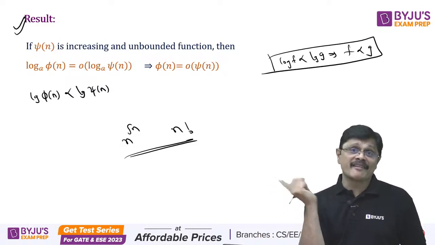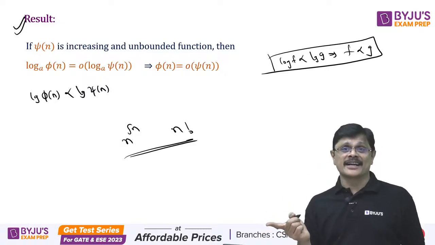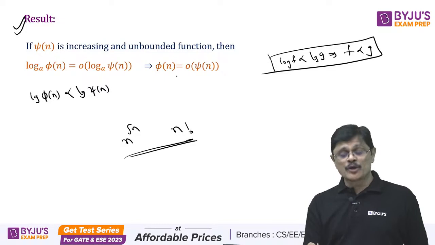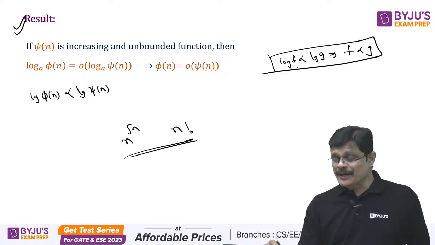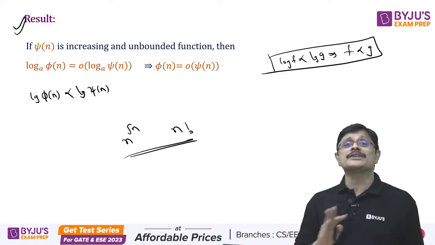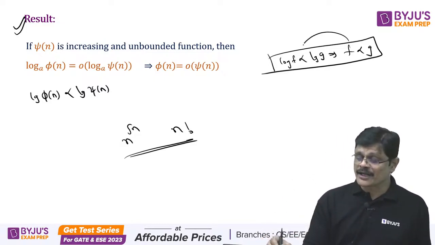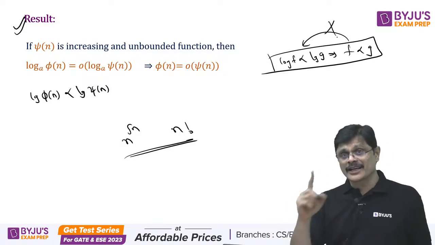But it is not reversible. Only in this direction it is correct. In the reverse it is not correct. Suppose f is smaller than g; you cannot say log f is smaller than log g. If log f is smaller than log g, you can say f is smaller than g, but from f smaller than g, you cannot conclude the log statement. Reverse is not correct, please note it.